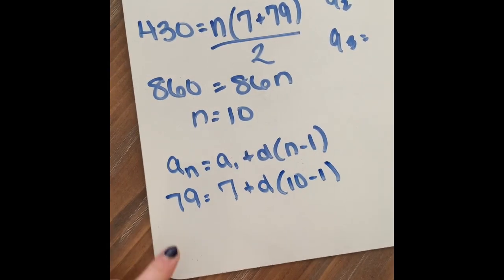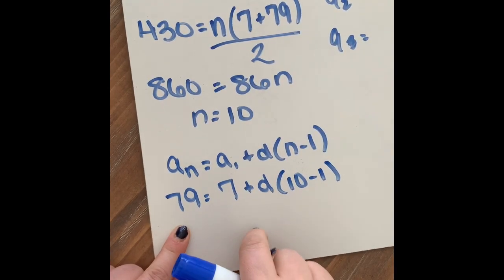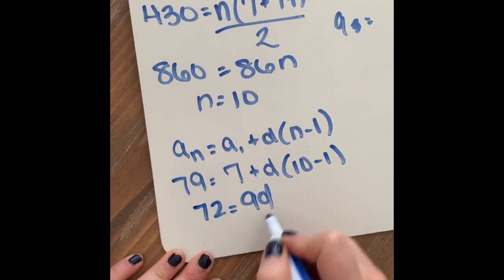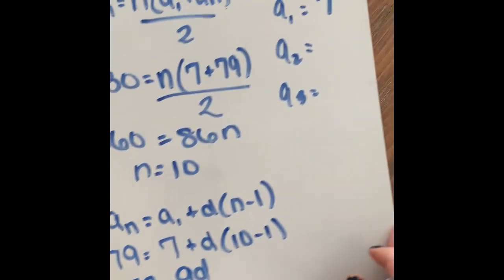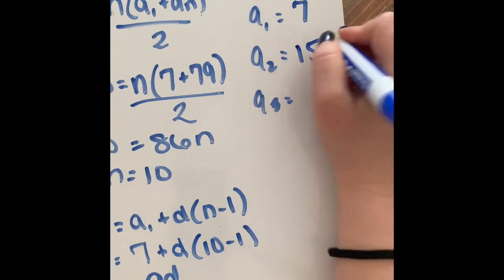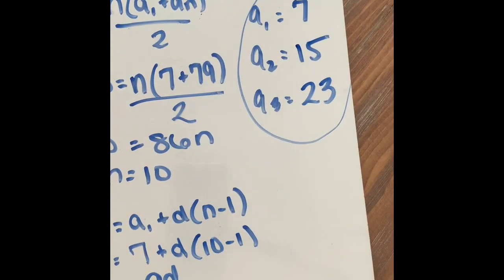So we found out, remember, that 79 is the 10th term. So what's that common difference there? When we solve that out, we've got 72 is equal to 9d, and then d is equal to 8. Well, the common difference is 8, so all I need to do here is add 8 each time. 7 plus 8, and then 15 plus 8. And those are your answers for this one.